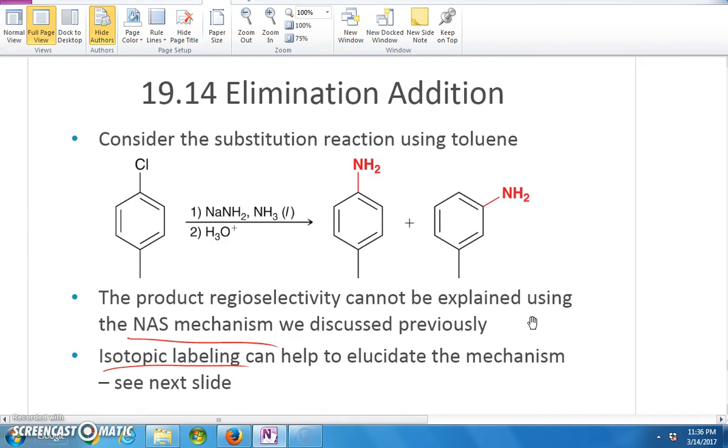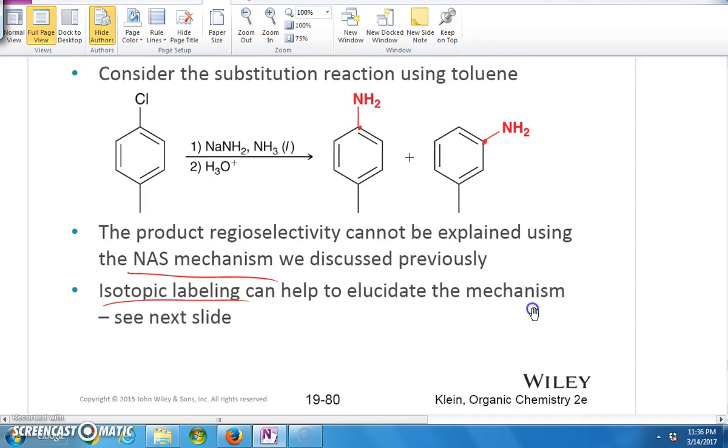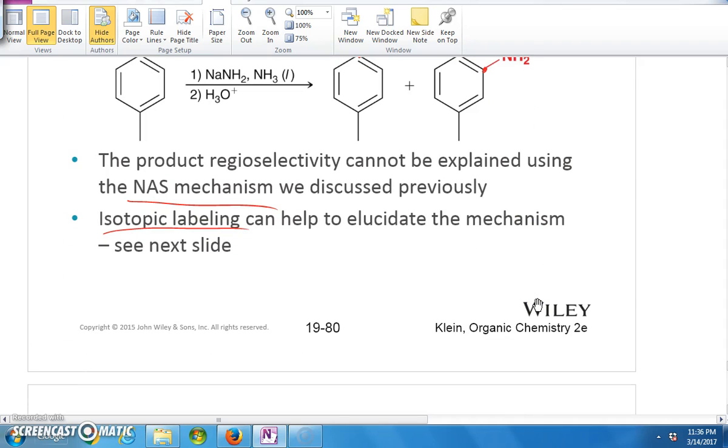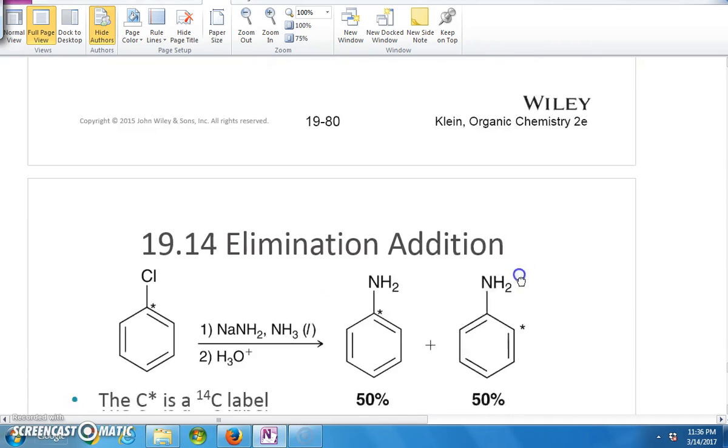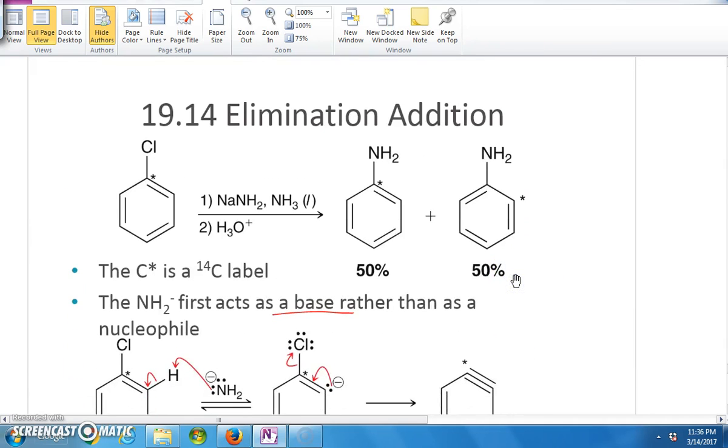Now, if you use toluene, you can see the regiochemistry here. That means that the nitro group could add over here, or it could add over here. Now, isotopic labeling can help us elucidate the mechanism. And so upon isotopic labeling, it was observed that there was scrambling between the two carbons. You see?